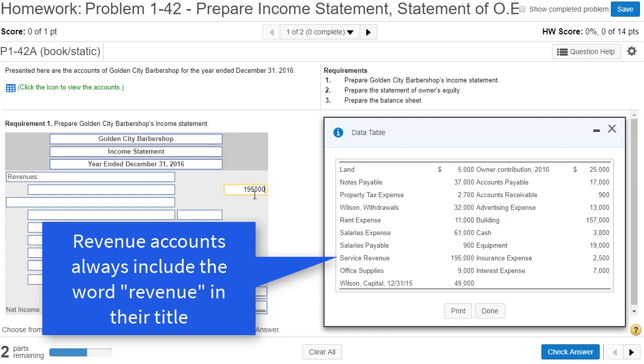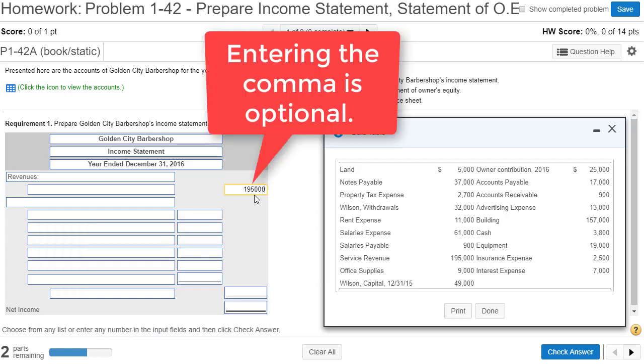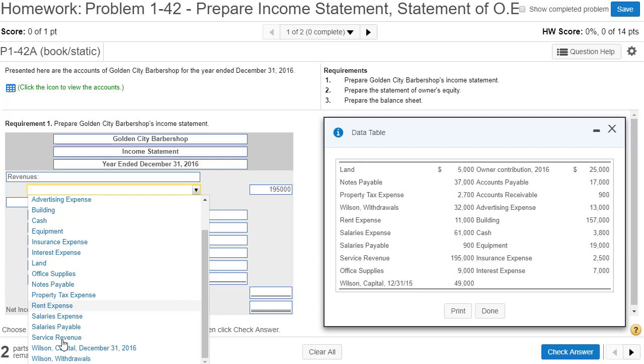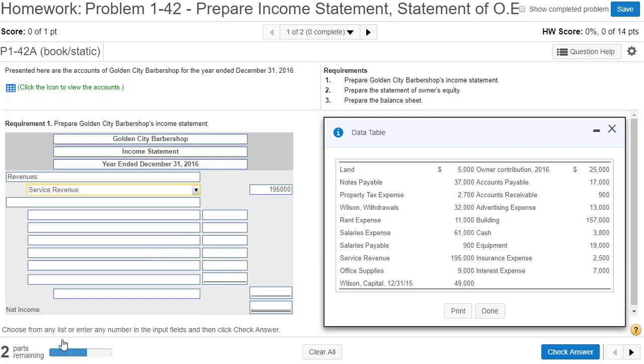Now notice I did not put the comma in there. You can put the comma in there. I did not put the comma in there because it's one more keystroke, which gives me a greater chance for error. A lot of students accidentally hit a decimal instead of the comma, and then that would be wrong. So this is service revenue. Okay, looking through here, I don't see any other revenues.